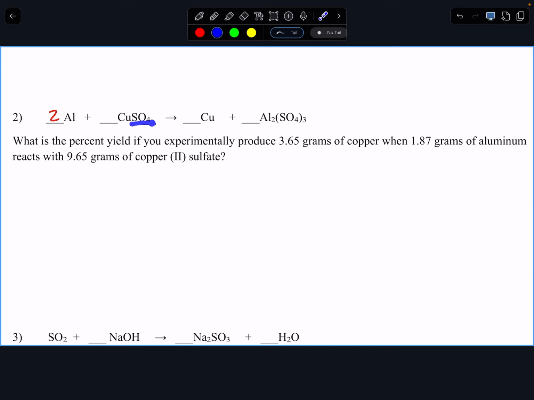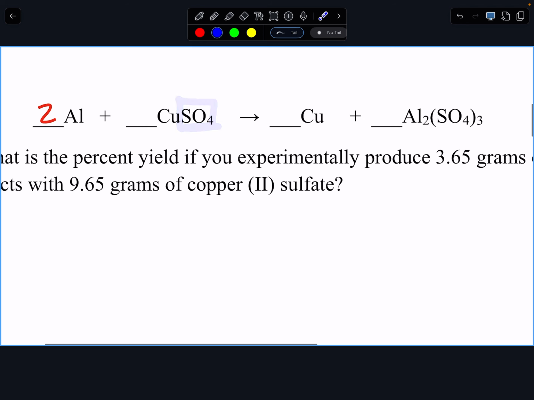Yeah, so SO4. How many SO4s are right there? 1. 1 SO4. And how many are here? 3. So how can I balance that? Perfect. Okay? And then that changes my copper to what? 3. So I put a 3 over here. You're with me? Okay, everyone agrees on that.